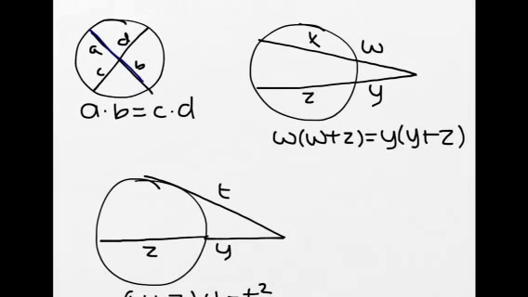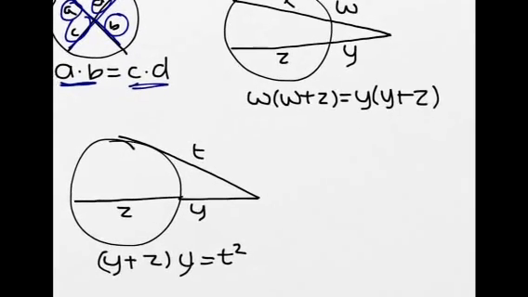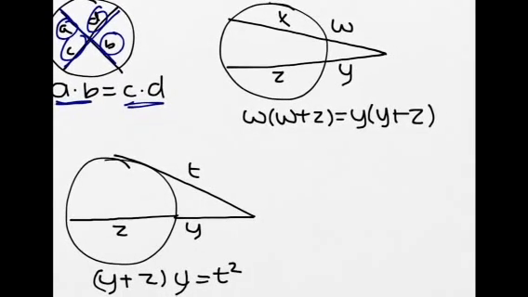Basically, if we have two chords and they're divided into four segments, A, B, C, and D, it basically states that A times B is equal to C times D. Now the next two are very similar. So let's say you have two secants and the four segments are X, W, Z, and Y.